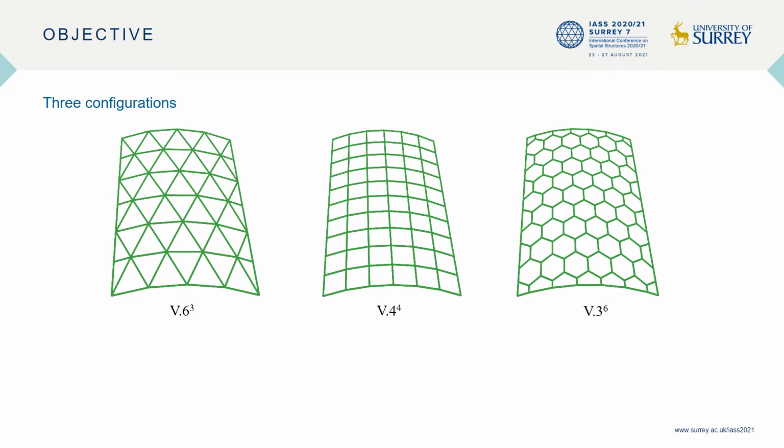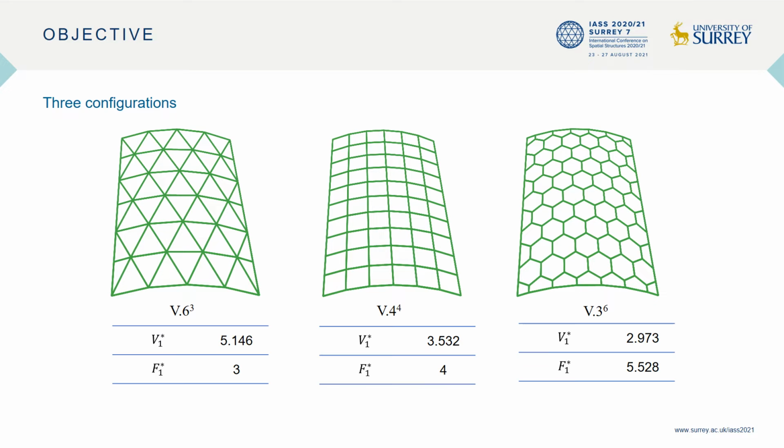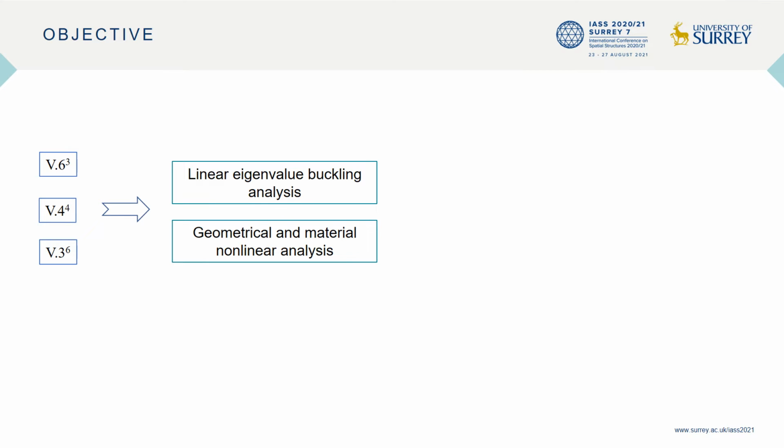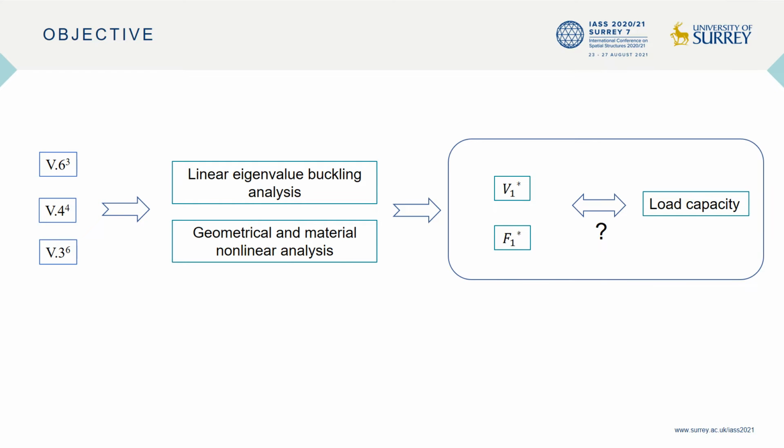Coming to the objective of the study, three shell configurations with different edge valencies of faces and edge valencies of vertices are selected. The three configurations are subjected to linear eigenvalue buckling analysis and geometrical and material nonlinear analysis. As a result, the relation between the load capacity and the average edge valencies is studied. Within a shell itself, the rise-to-span ratio is varied. Rise-to-span ratios of 1 to 10, 1 to 8, and 1 to 6 are considered here.